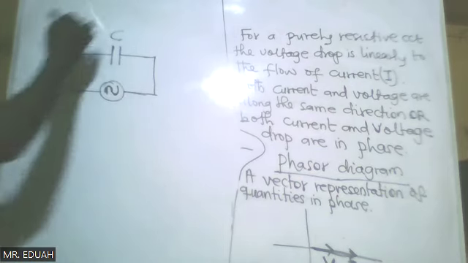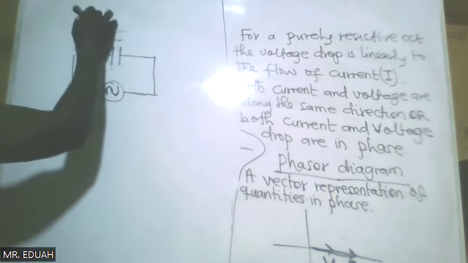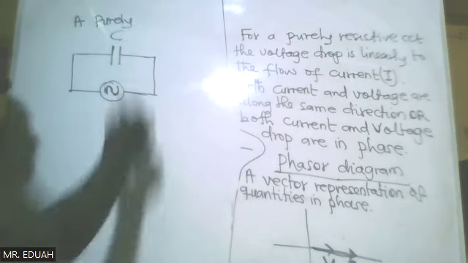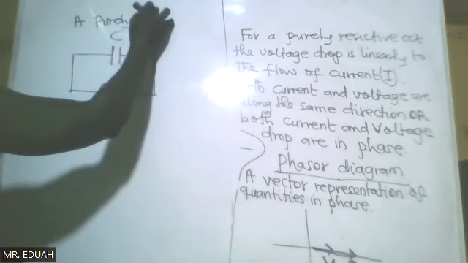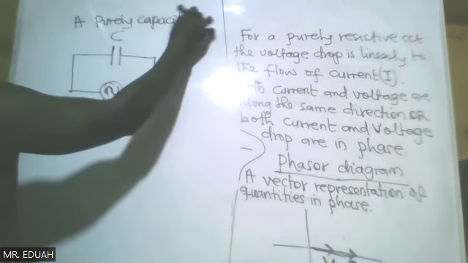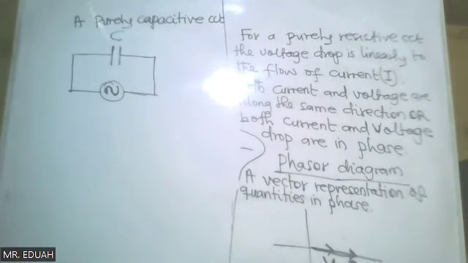We call this circuit a purely capacitive circuit. So in a purely capacitive circuit, we have a capacitor connected to an alternating current source.